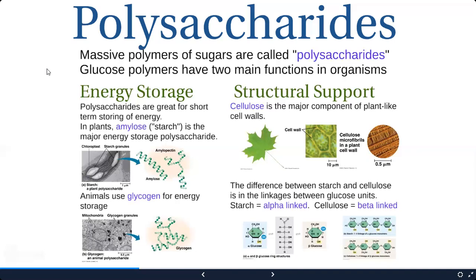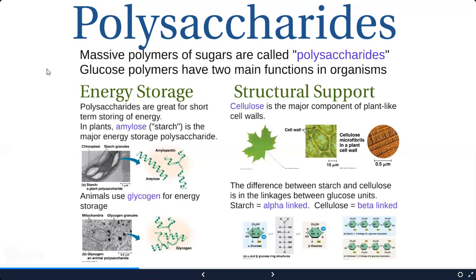Now for structural support, this is mostly going to be found in your plants and your fungus. For animals, we have a different system, and we use proteins and extracellular matrix for our structural support. But for plants, they use a polysaccharide named cellulose. It's also called fiber. That's what we put it as on food labels. So cellulose is what plants use to make their cell walls.